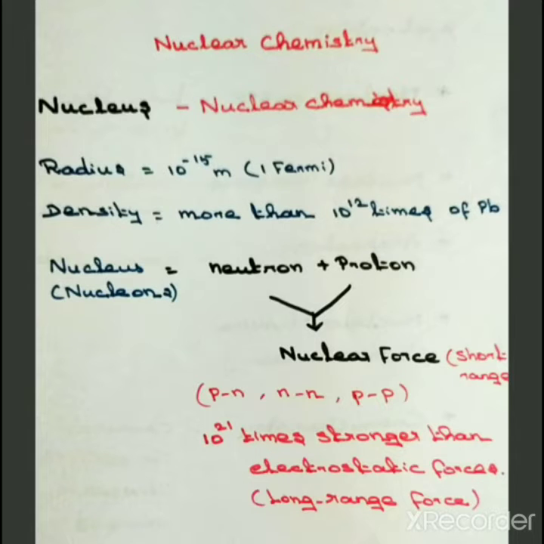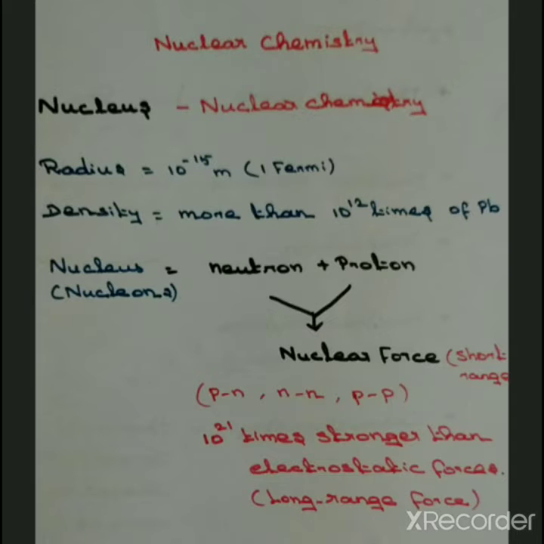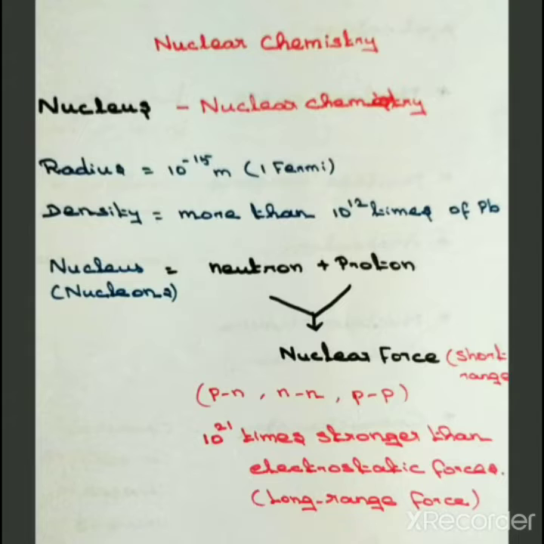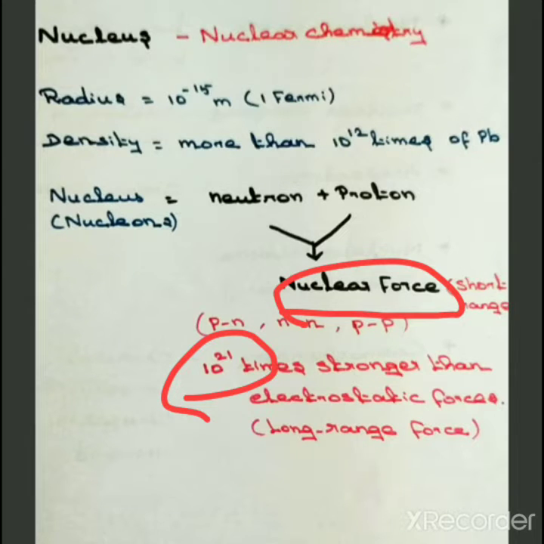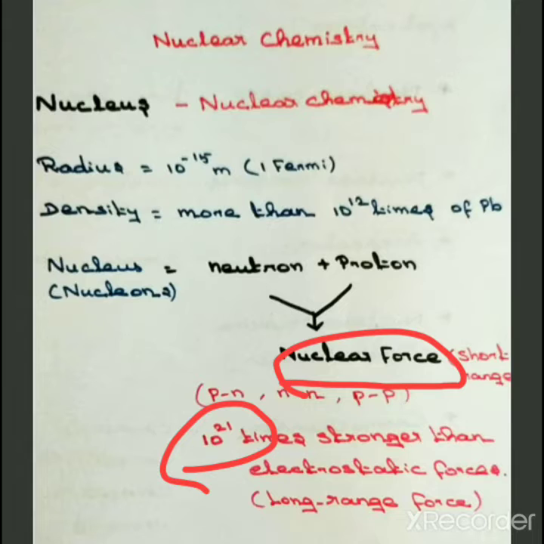The nucleus is very small, and two protons lying in the nucleus are found to repel each other. Then how is it possible to arrange a large number of protons in a tiny space without repulsion? It is postulated that a strong proton-neutron, neutron-neutron and even proton-proton attractive force exists in the nucleus, and that attractive force is called the nuclear force. It is a short range force, and this force is 10 to the power 21 times stronger than the electrostatic force.